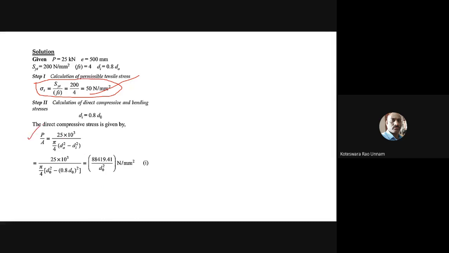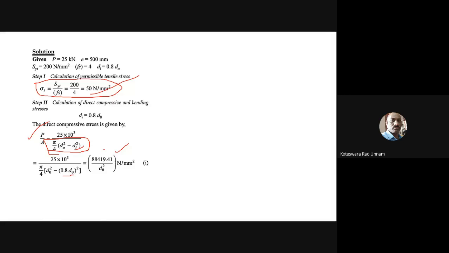Second, we are computing the direct stress. So direct stress is P by A, which is compressive here, 25 into 10 cube by pi/4 into (d naught square minus di square). For di, substitute 0.8 d naught, and if you simplify that, you will get the direct stress in terms of d naught square. So this is the value for d naught square.